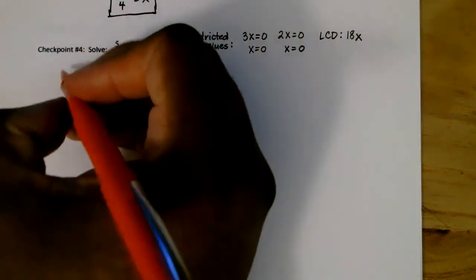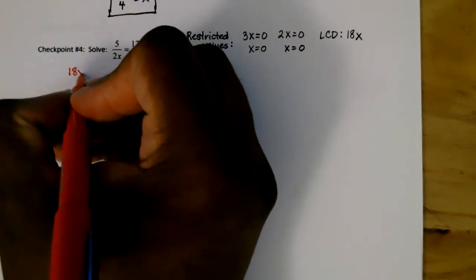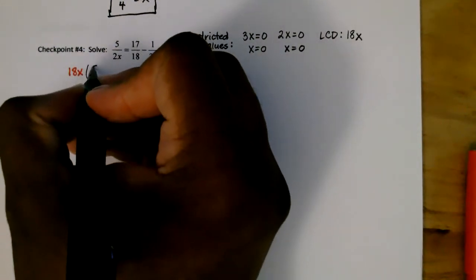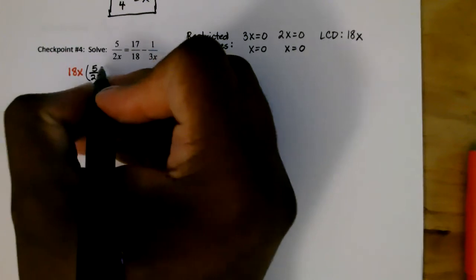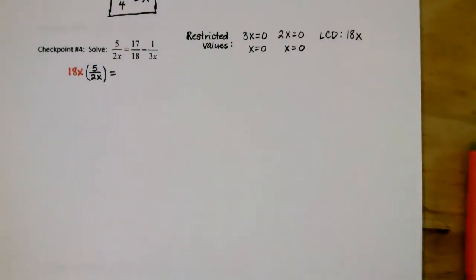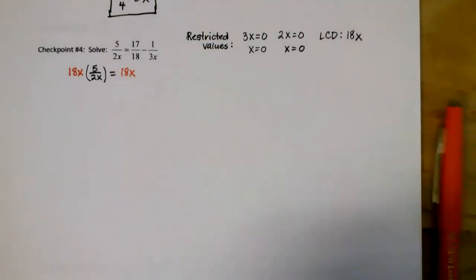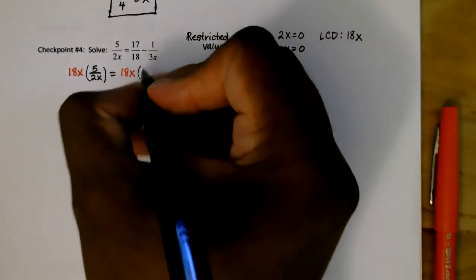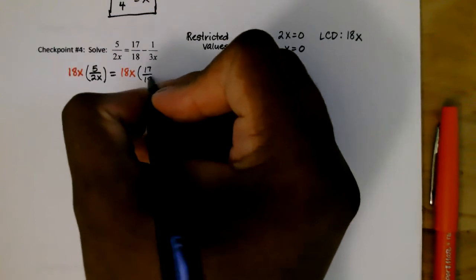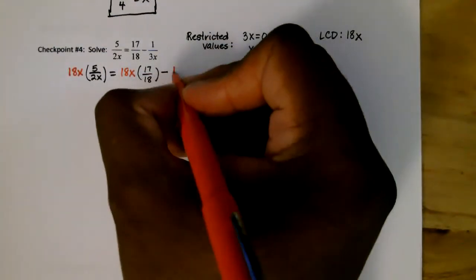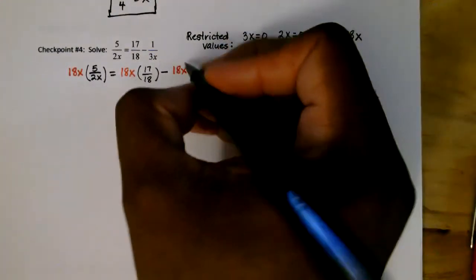So in this case, 18x would be multiplied by 5/2x equals, then 18x would be multiplied by 17/18 minus 18x also would be multiplied by 1/3x.